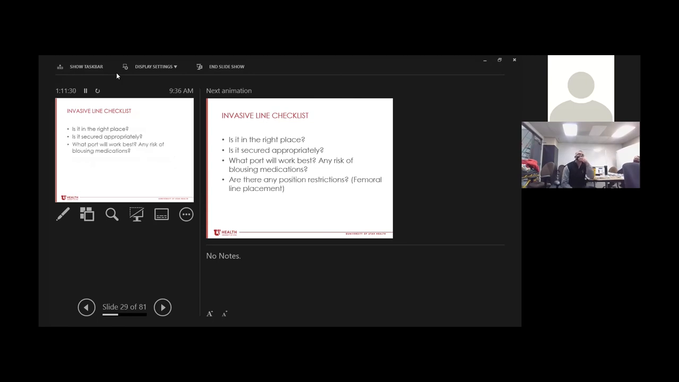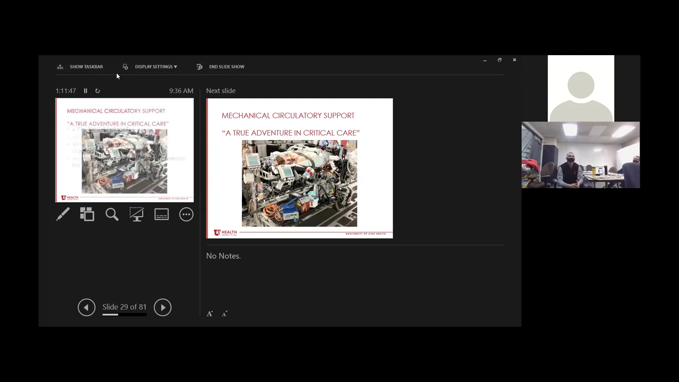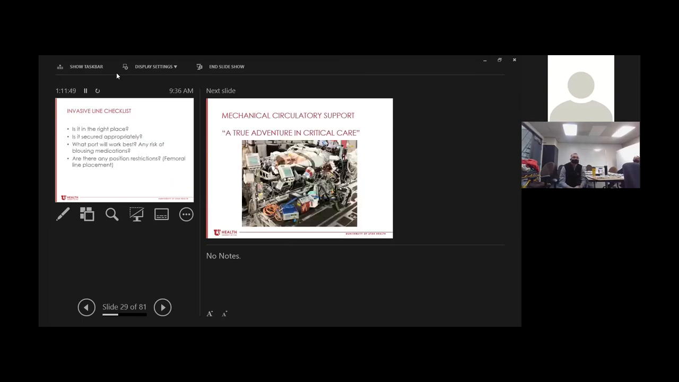Okay, what ports work best with volume transfusion? Is there any risk of bolusing vasoactive medications when I'm setting it up? And then are there any position restrictions? If they have a big fat line in the femoral artery or femoral vein, you want to keep them pretty flat, 20 degrees tops, unless there are extenuating circumstances. If you follow that four-point checklist, it shouldn't cost you a lot of time and hopefully gets you in and out and able to keep the line safe and effective.